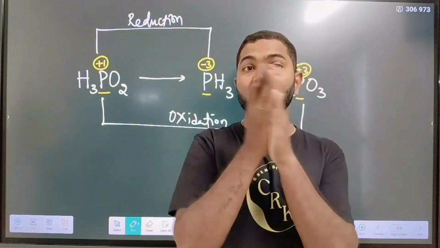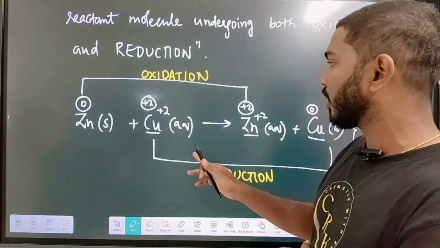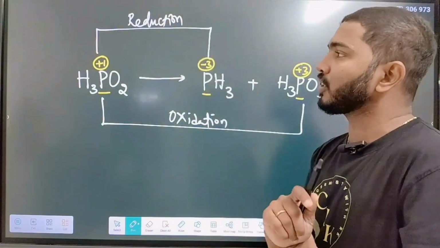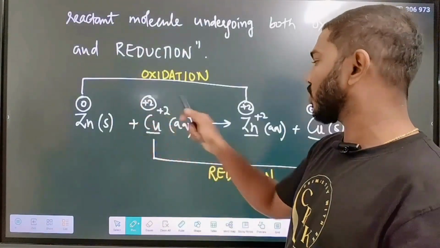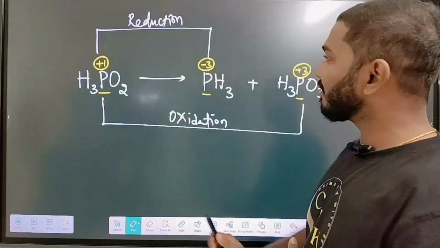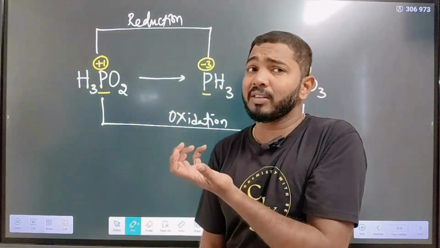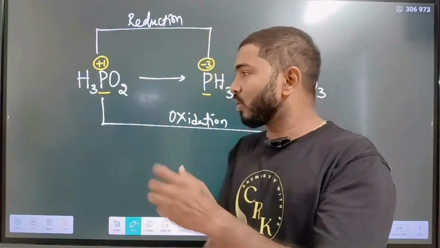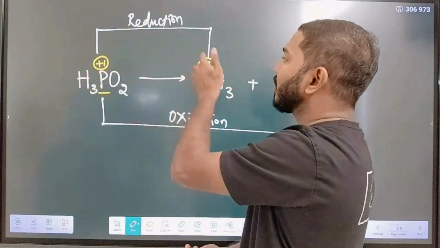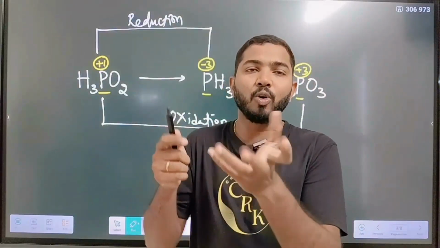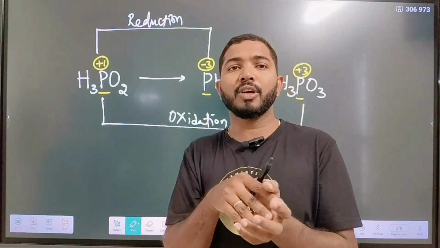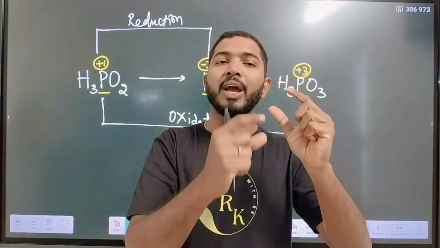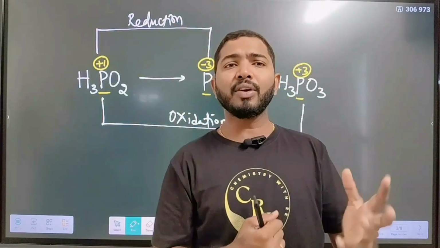What is the difference you observe between the normal redox reaction I discussed and this particular reaction? In this also we can see both oxidation and reduction, and in the previous one also. But the difference to observe is that in the previous one zinc is undergoing oxidation and copper is undergoing reduction. Now here, the same phosphorus is undergoing oxidation and reduction. I hope you understood the point. Disproportionation is a class of redox reaction in which the same element of the same reactant undergoes both oxidation and reduction.